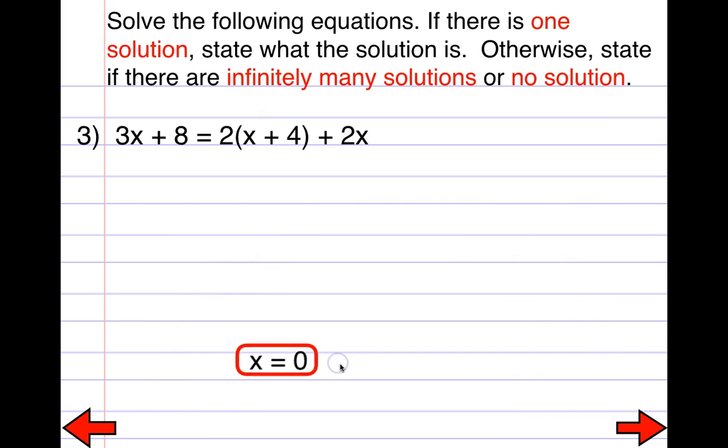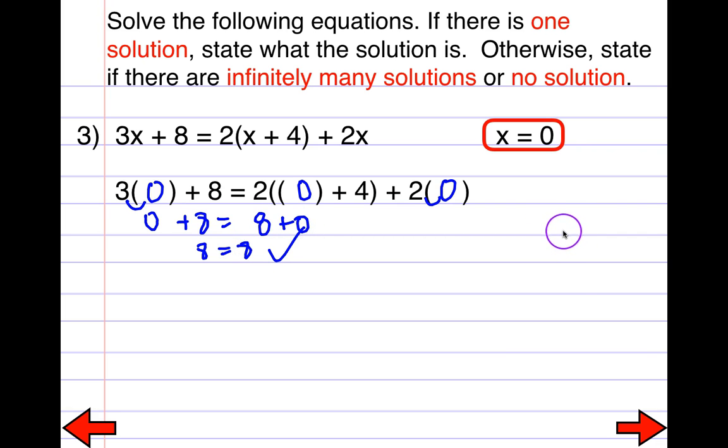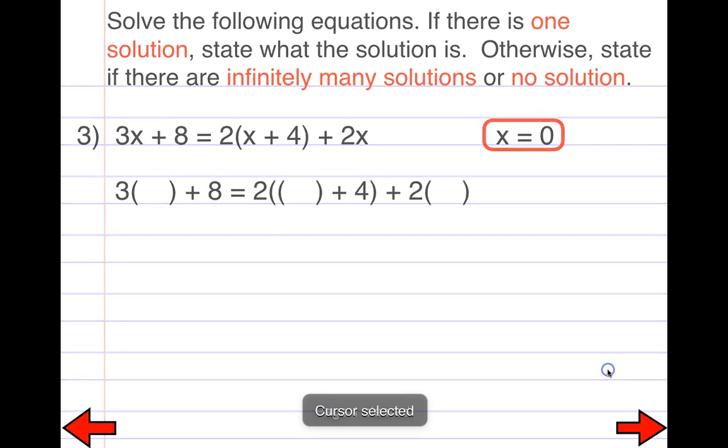So let me check my work. I'm going to go ahead and rewrite this equation using parentheses, but I'm going to plug in a 0. So we have 0 here, 0 here, and 0 here. 3 times 0 is 0. 0 plus 8 equals, here, since I have parentheses, I have to work what's inside parentheses first. 0 plus 4 is 4. 4 times 2 is 8. Here it's 0. So 0 plus 8 is 8. 8 plus 0 is 8. So it checks out. Okay. So now moving on to our next example.